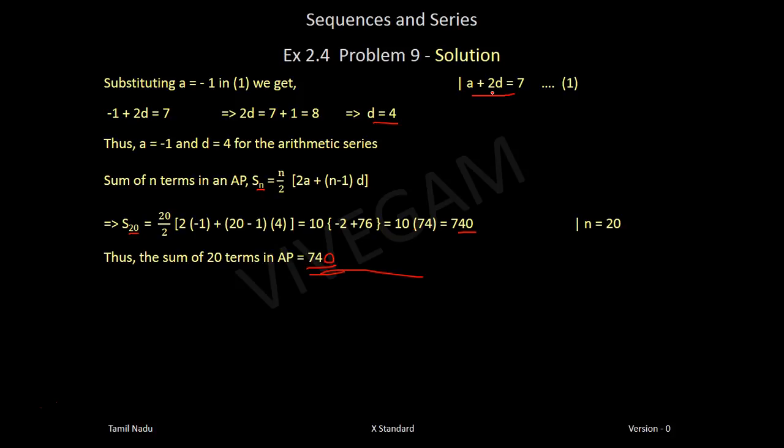Once you get the value of a and d, substitute those values of a and d in this formula, and you'll be able to get the sum, because n we already know, because we want to find S20. So 20 means n equal to 20.